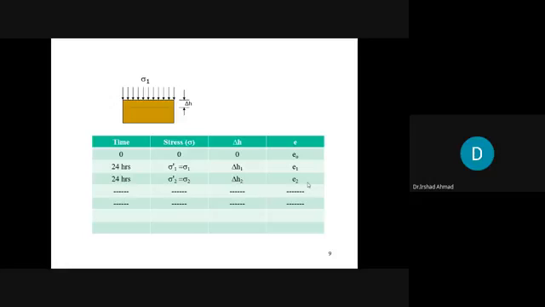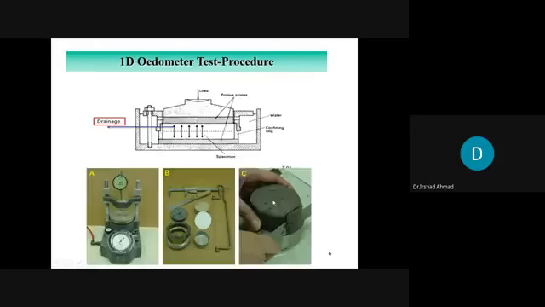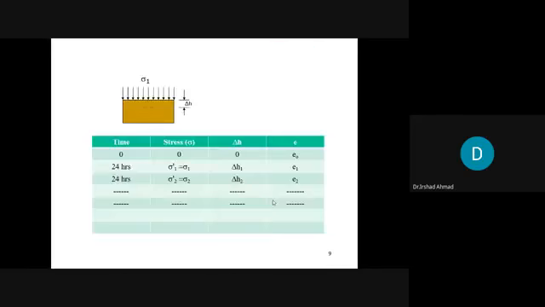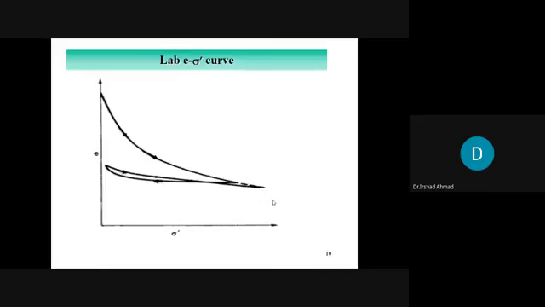you do some loading and then you do some unloading. When you unload the soil specimen, there will be a swell. Delta H would decrease and the void ratio would slightly increase, right? So what now we are going to do, we are going to plot stress versus void ratio curve. And let's see how it would look like. It would look like this.